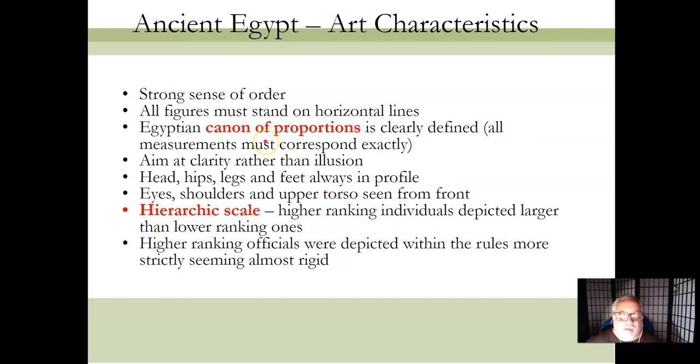Canon of proportions is basically all measurements have to correspond exactly. So since there was no ruler back then, what did the Egyptians use as the form of measurement? They used the fist. So the fist was the standard unit of measurement. So however big you built a fist or drew a fist, then you used that fist to measure everything else.